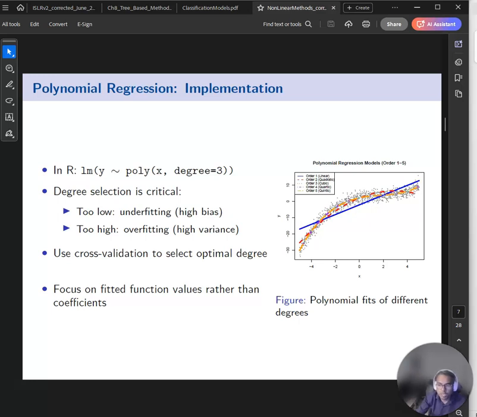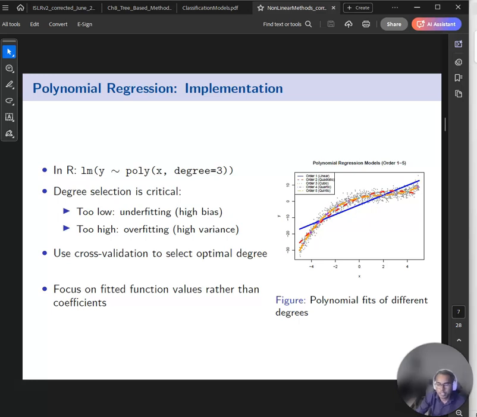You can use the formula y tilde poly(x, degree = 3) in the lm function to fit a cubic model. The poly function automatically creates the polynomial terms for you. One critical decision you'll need to make is selecting the appropriate degree. This choice represents an important trade-off between underfitting and overfitting your data.